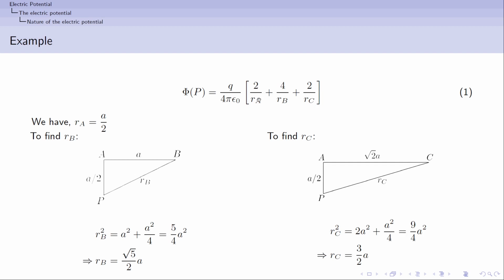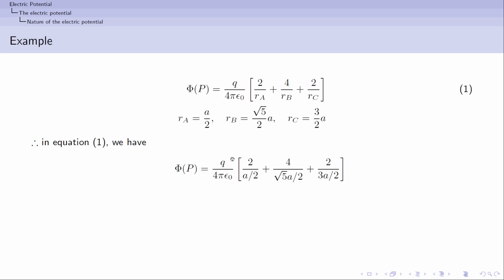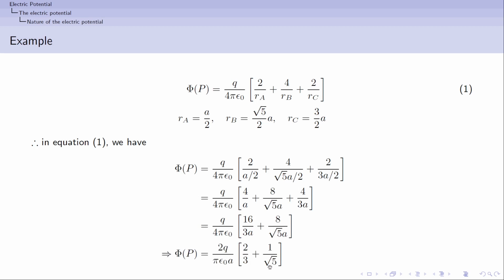Once you have got RA, RB and RC, all is just a matter of substituting them back into equation number 1. In equation number 1, we substitute RA, RB and RC, and it is just a matter of simplifying and doing some algebraic manipulation. So this finally gives us the potential at point P for the first case to be like this. So this is the first sub problem which I have done as a demonstration.